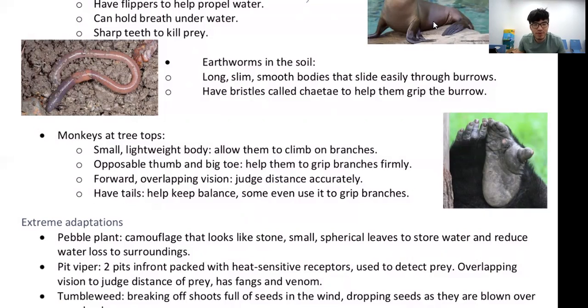This is why they have this overlapping vision. And of course, they have tails. A monkey's tail is to help them keep balance. Okay, some of them can grip branches, but the main point is balance. Why do you think cheetah has such a long tail?